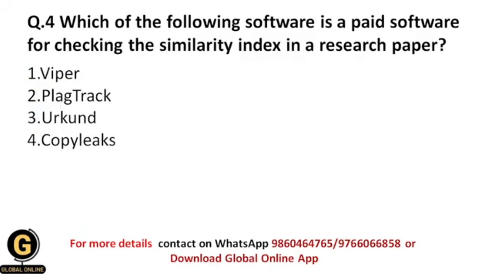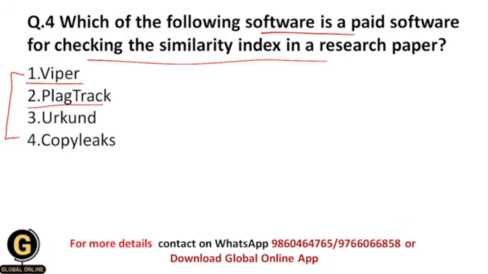Next is, which of the following software is a paid software for checking the similarity index in a research paper? So from these names of the softwares which are plagiarism softwares, which is the software which is paid, basically we pay for it for checking the similarity index in a research paper, or simply for checking the plagiarism. Whether it is Viper, Plag Track, Urkund, or CopyLeaks.